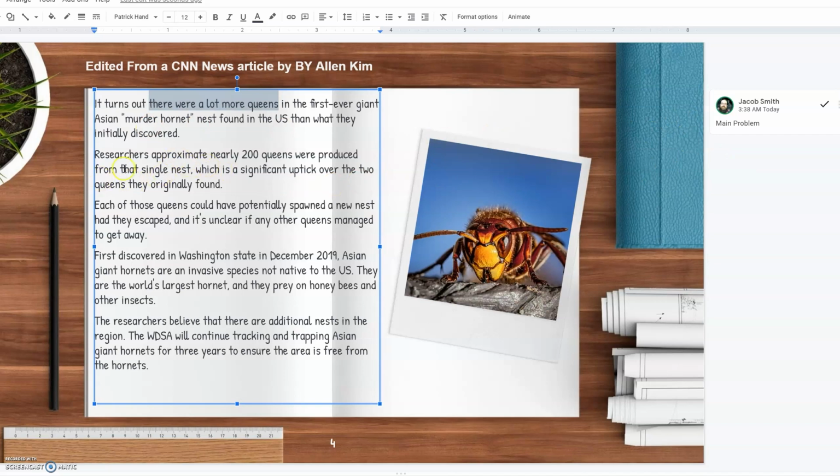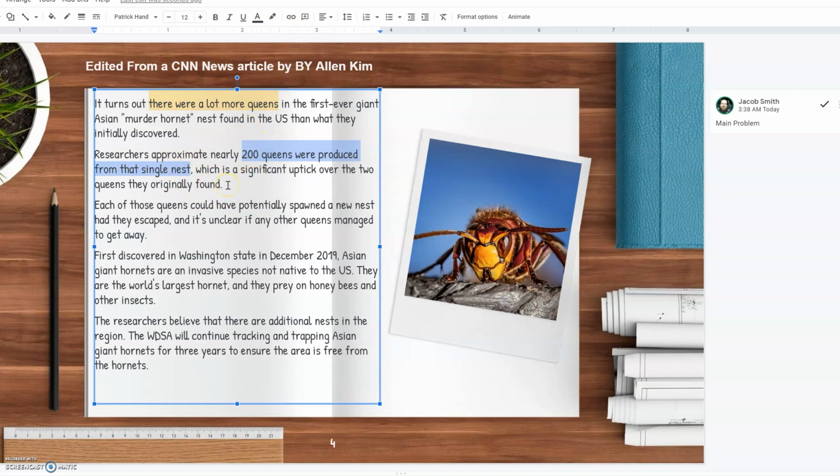Okay, so then let's move on to this next section. Now we're going to be looking for problem details, right? We're going to be looking for the smaller things that contribute to why that is a problem. Why is it a problem that there are a lot more queens, right? So researchers approximate nearly 200 queens were produced from that single nest, which is a significant uptick over the 2 queens they originally found. Okay, so the main detail here is that 200 queens were produced from that single nest, right? Because that is the main idea within this sentence, and that's what we're looking for.